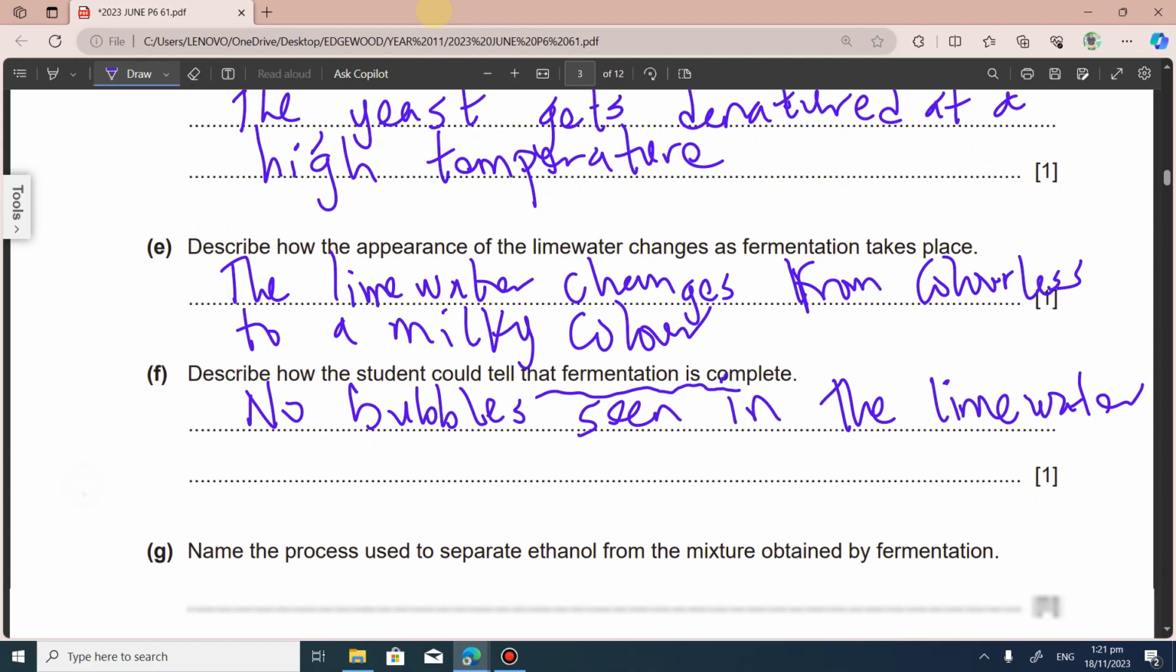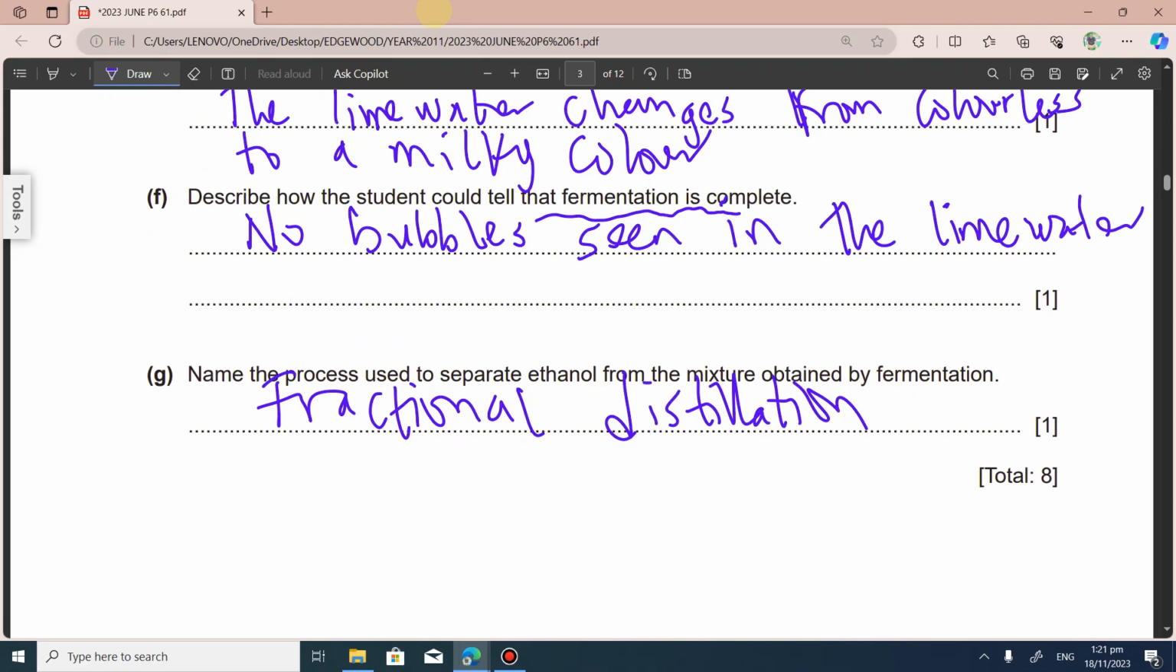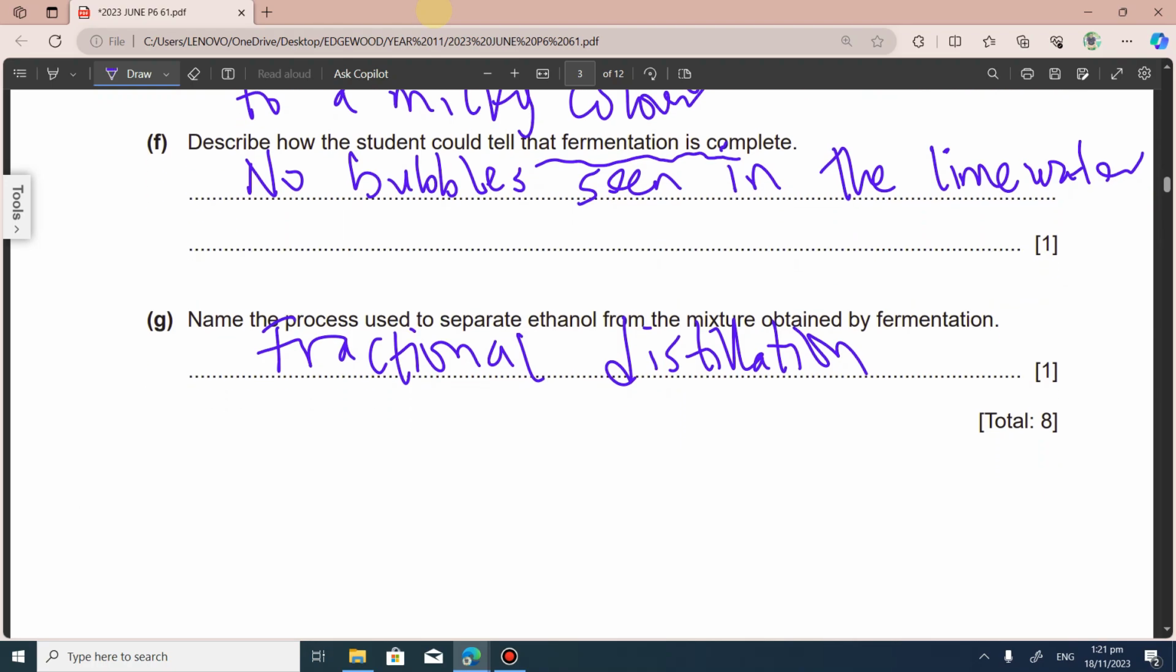Okay. Next question. Name the process used to separate ethanol from the mixture obtained by fermentation. Of course, the process is fractional distillation. Based on the boiling points of the substances involved. So fractional distillation is suitable.